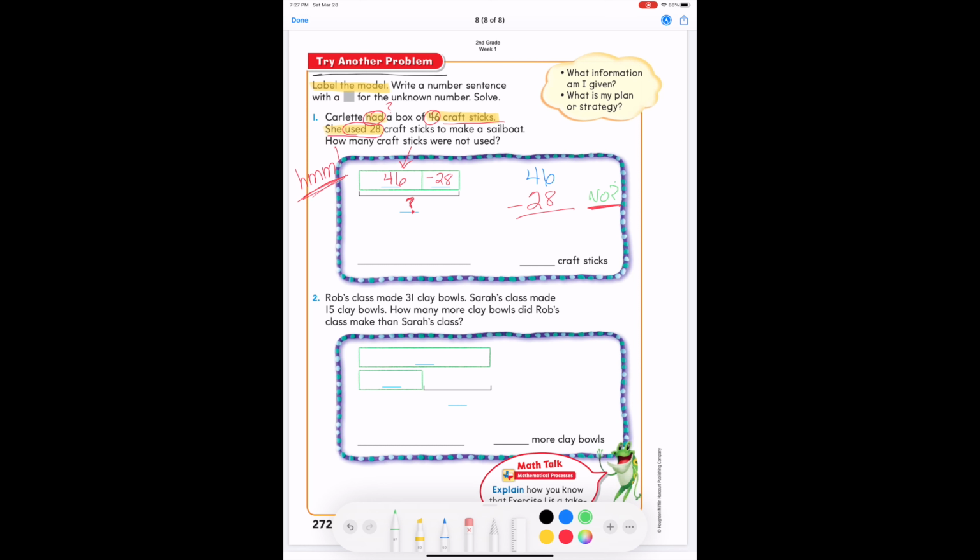So let's go ahead and borrow, regroup from the tens place. The 4 becomes a 3, and the 6 becomes a 16. Now we can do this: 16 minus 8. Go ahead and finish it, and all the other problems are very, very similar.